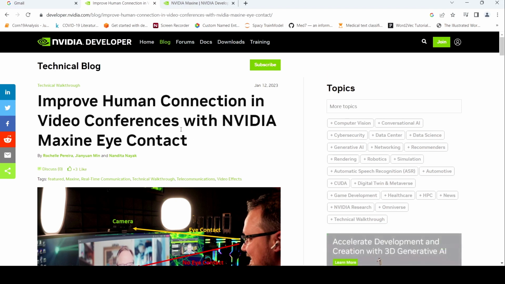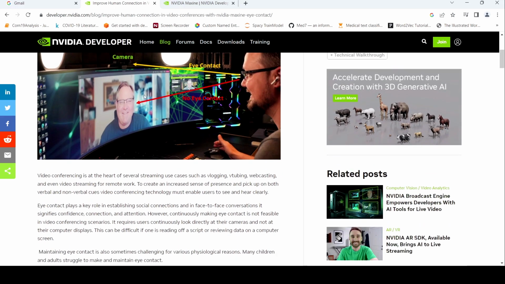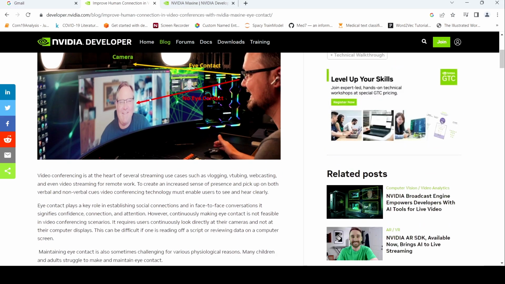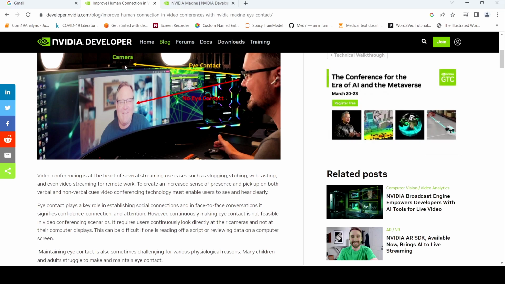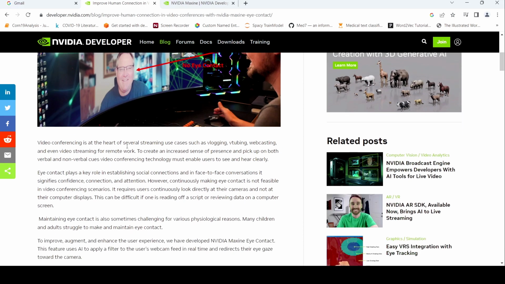So there is also this article which talks about how human connection in video conferences can be improved with NVIDIA Maxine Eye Contact. Okay, so if you don't have eye contact with the person who's speaking, still in the camera you have this AI which runs in GPUs, right? And when it is rendered to the other person, it seems as if you are looking at the camera. Okay, that is this thing.